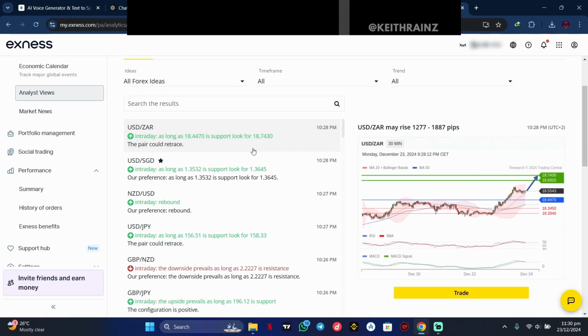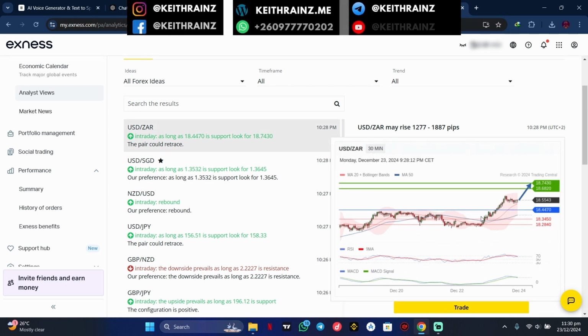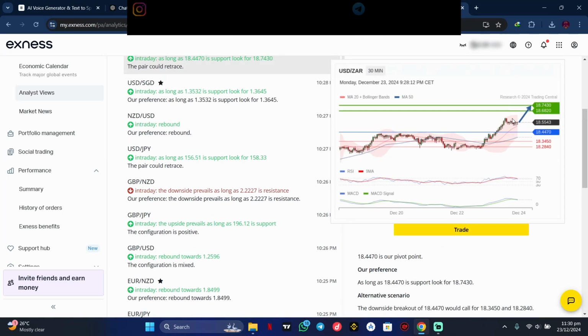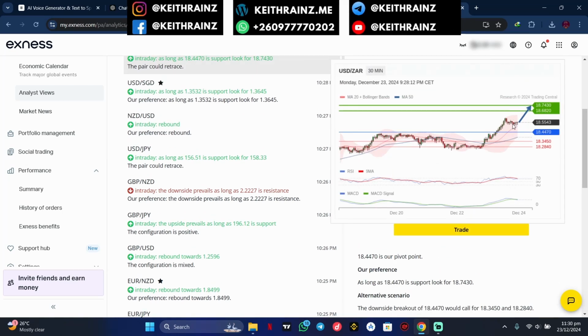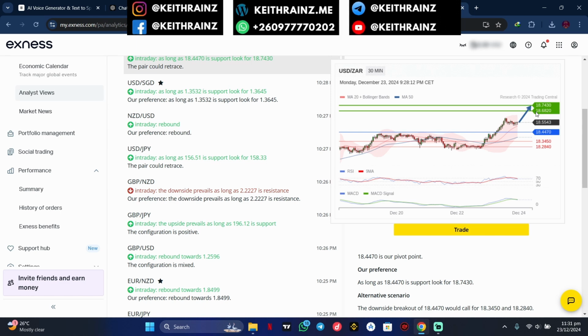So for example, if you choose this one, you're given this pair, which is USD and the South African currency, and you will also be given a chart. And when you look at the chart, you can see how they even tell you what they're actually predicting. So they are expecting the price to go up from 18.55 to 18.74. You're actually given two take profits, the first one is 18.68 and the last one is 18.74.